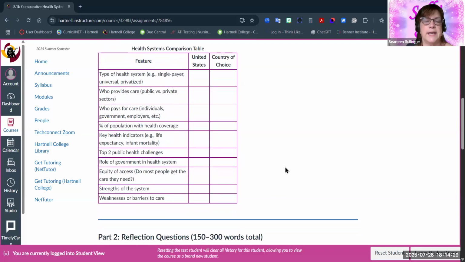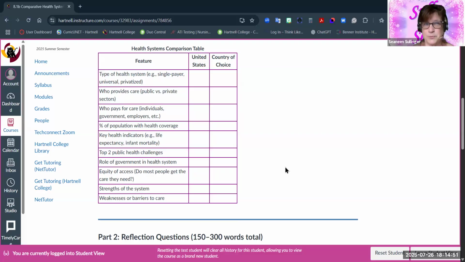And then key health indicators. In the lesson, I believe in the last tab, we talk about life expectancy, infant mortality, and where the United States stands and where other countries stand. Understand that yes, the United States is bigger, but we gauge it based on what they call per capita.